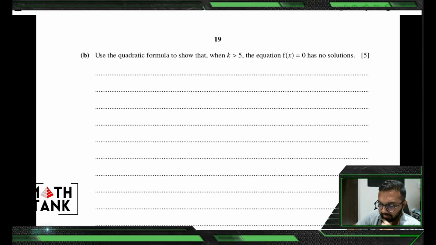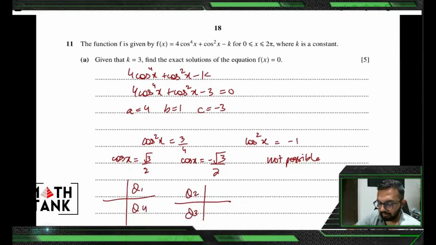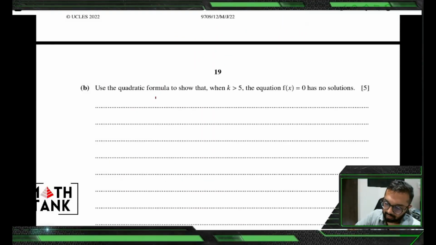It says use the quadratic formula to show that when k is greater than 5, the equation f of x equals 0 has no solutions. So what I'm going to do is I'm going to write this.